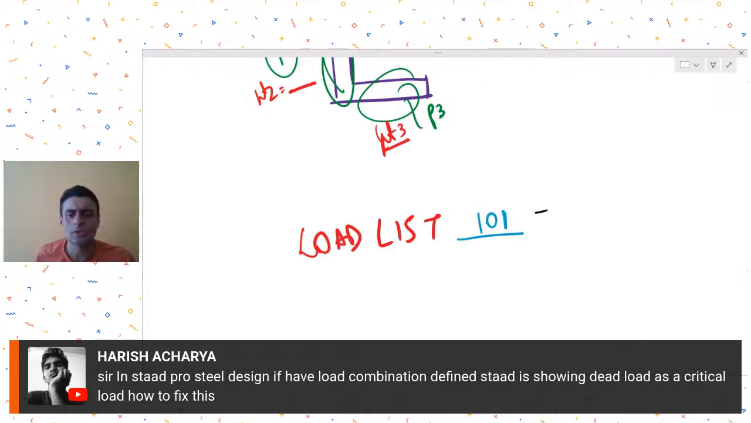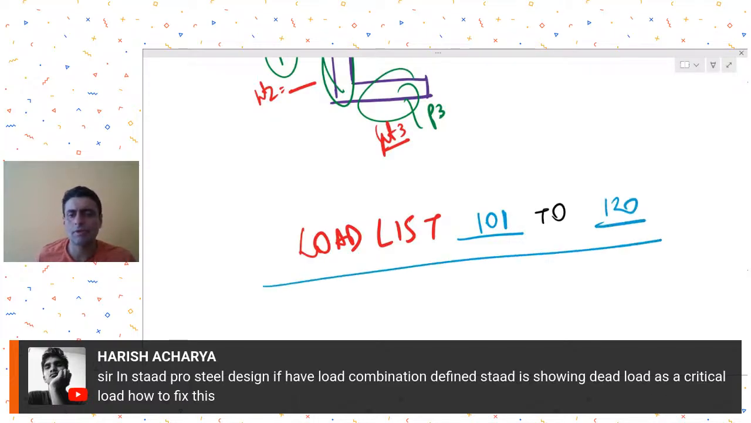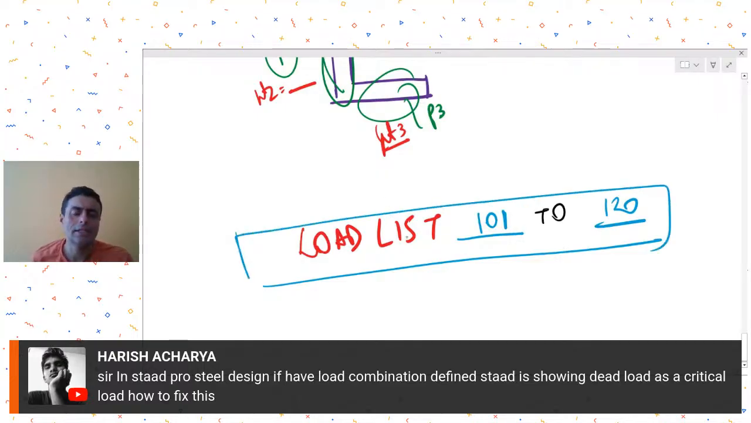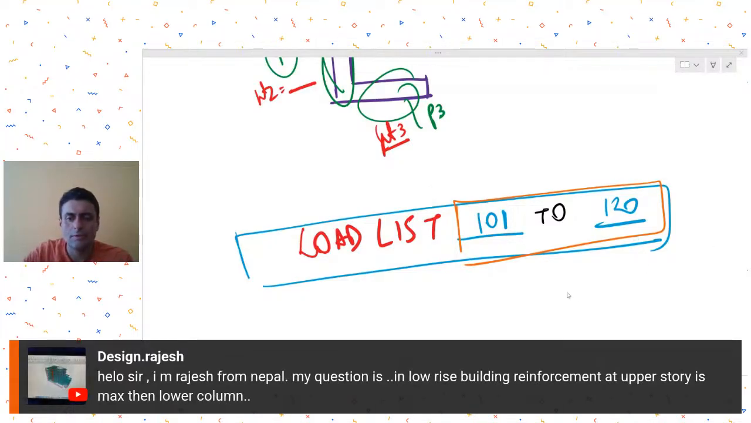So suppose load combination numbers are 101 to 120. You mention this type of a command after perform analysis. Then what will STAAD do? Then it will only check your structure for these combinations, not the load cases. Okay. All right.